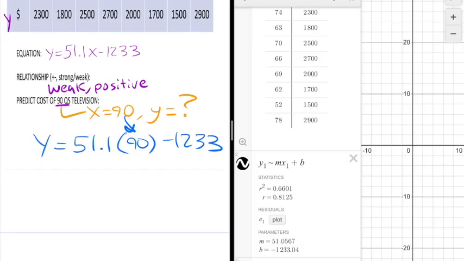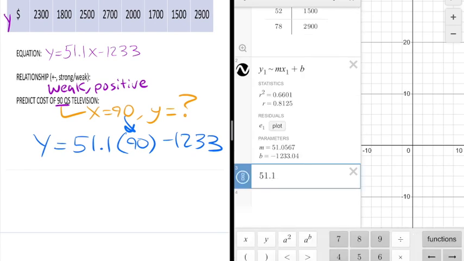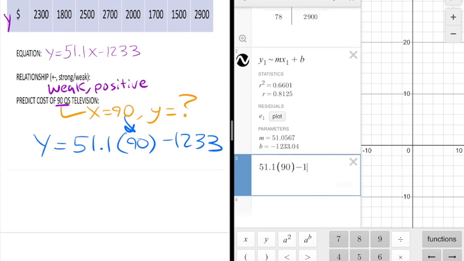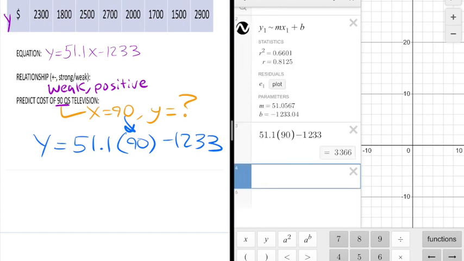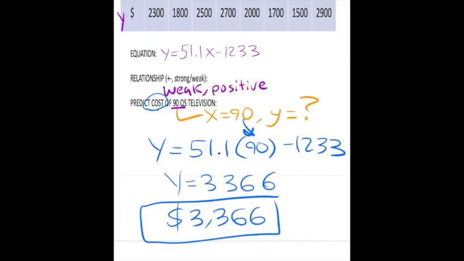1,233. Going back to my graphing calculator here, I'm going to ask it what this is. So 51.1 times 90 minus 1,233. We hit enter and we get 3,366, which, because we were asked what's the cost, this is money we're talking about, so it would cost $3,366.